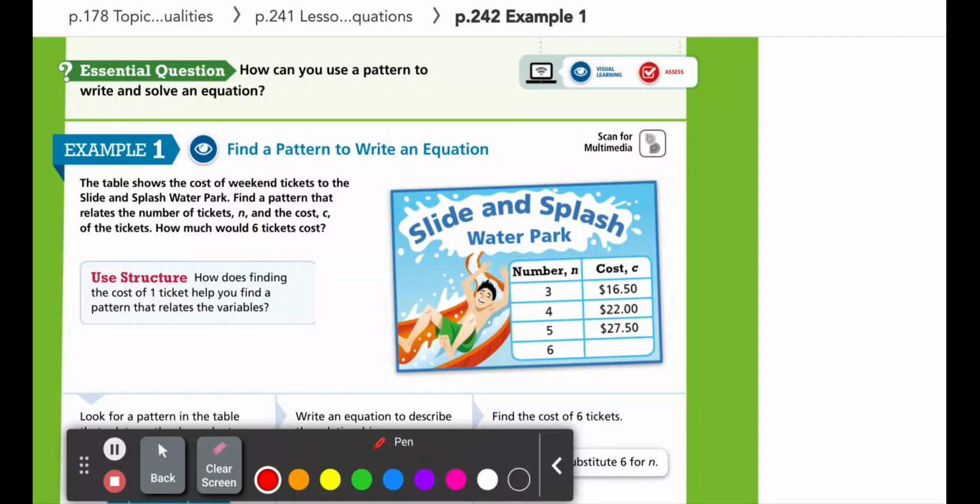So we see over on the picture the table that shows that when someone buys 3 tickets, it costs $16.50. When someone buys 4 tickets, it costs $22.00. When someone buys 5 tickets, it costs $27.50. And when someone buys 6 tickets, we have to figure out how much money it's going to cost.